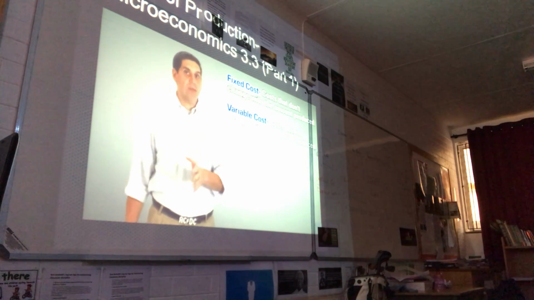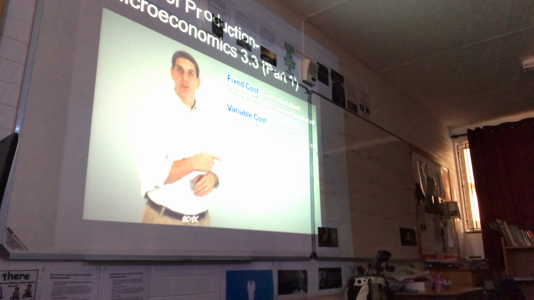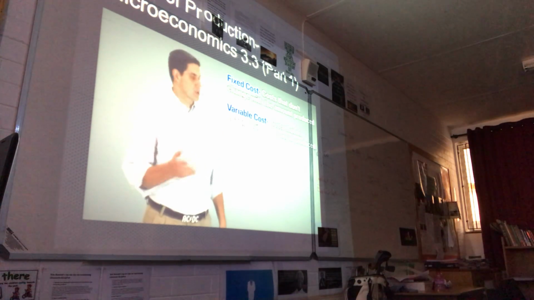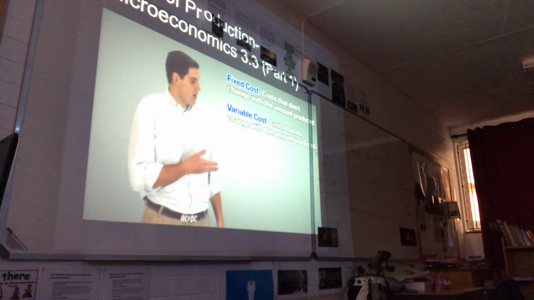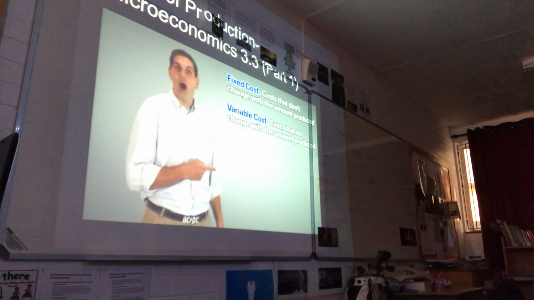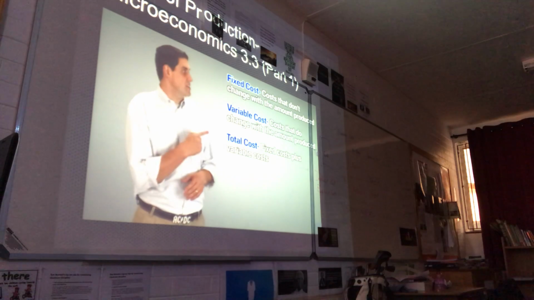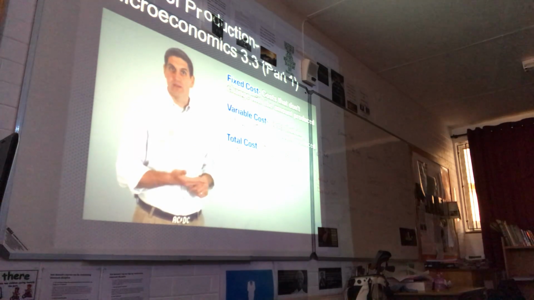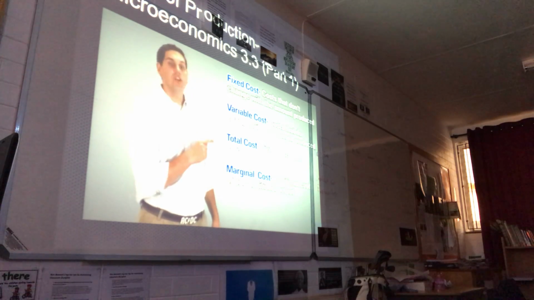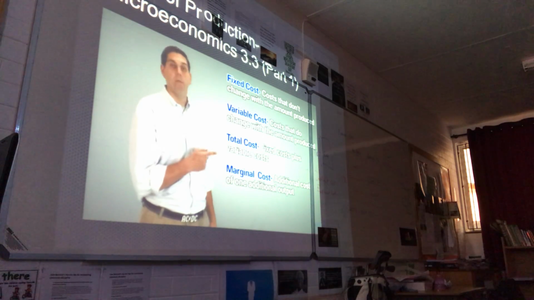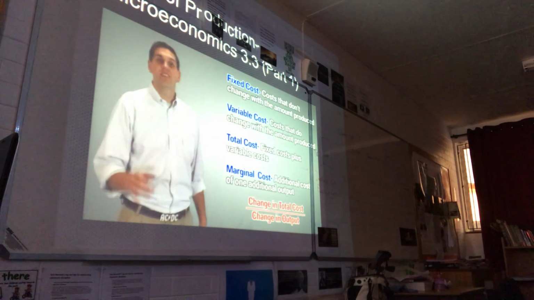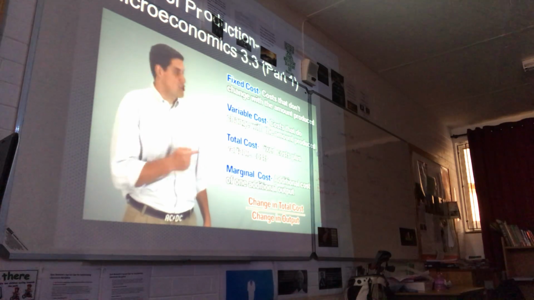So variable costs do change with the amount produced. If you produce more output, you're going to need more resources. So raw materials, labor, electricity are all examples of variable resources, and that's variable costs. If there's only two types of costs, fixed and variable, then total cost must be fixed plus variable costs. And there's also marginal cost. Marginal cost is the additional cost of producing one more output. If you're a pizza restaurant, it's the cost of producing one additional pizza. It's the change in total cost divided by the change in output.